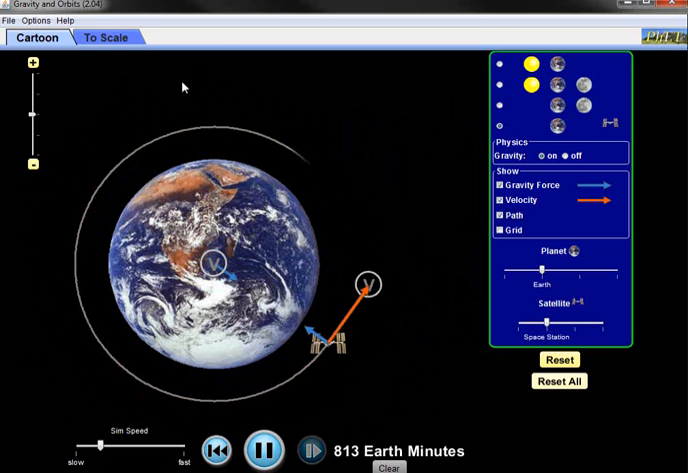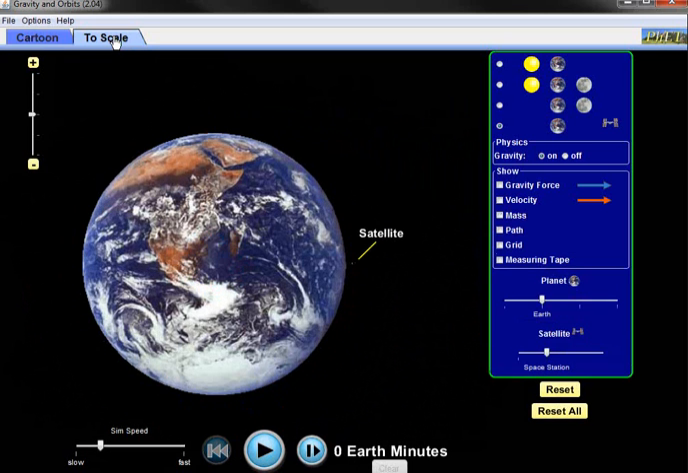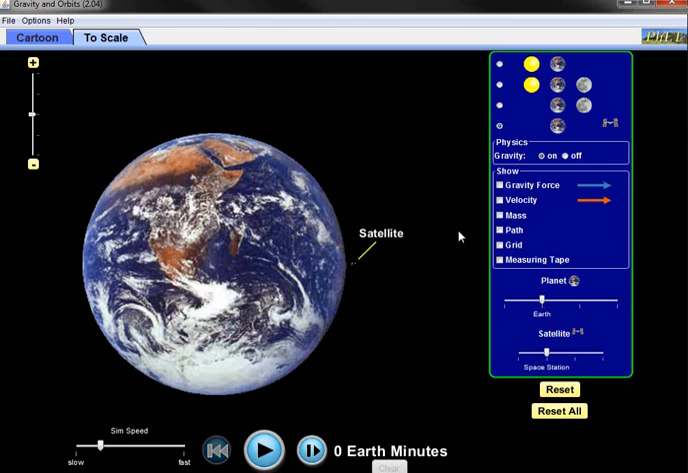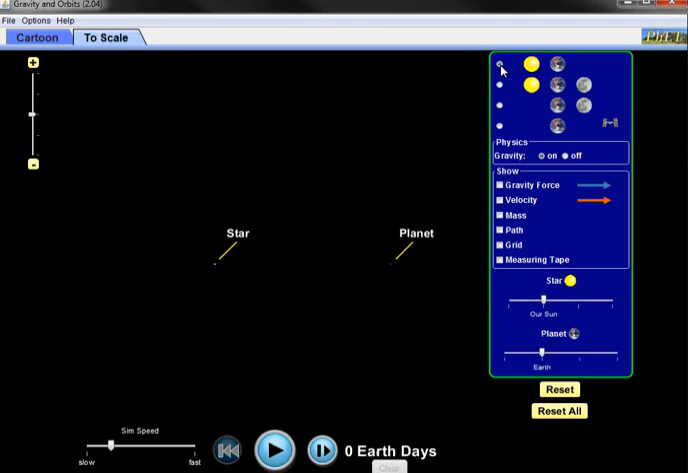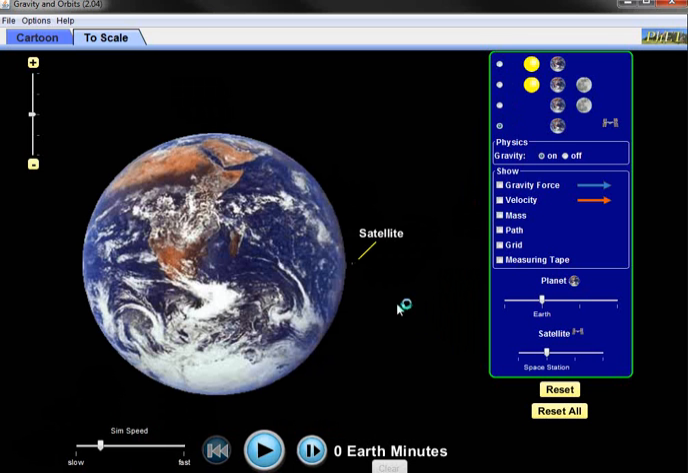Okay, so we can also go over here and see the scale, more realistic scaled models for each one of these. And this is what the satellite looks like. This is what the Sun-Earth system looks like. This is what the Sun-Earth-Moon system looks like. This is what the Earth-Moon system looks like. And this is somewhat representative of a typical satellite orbit.